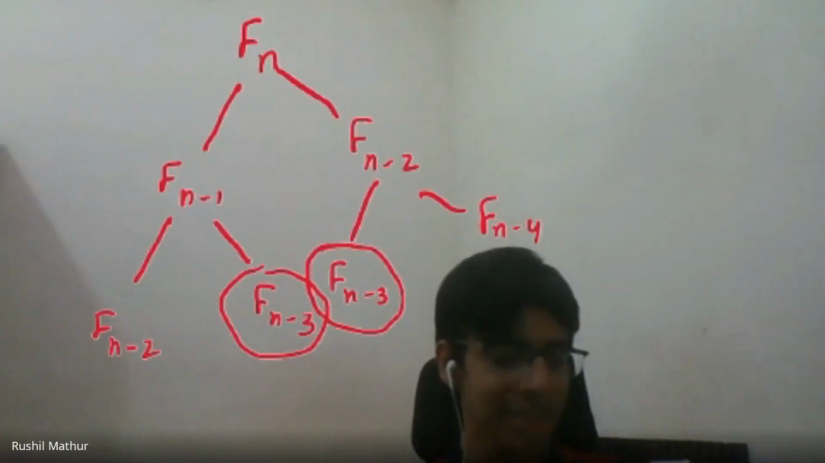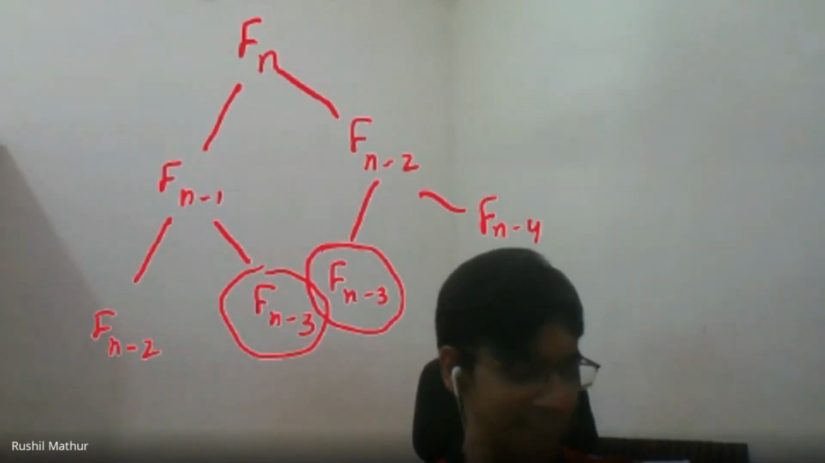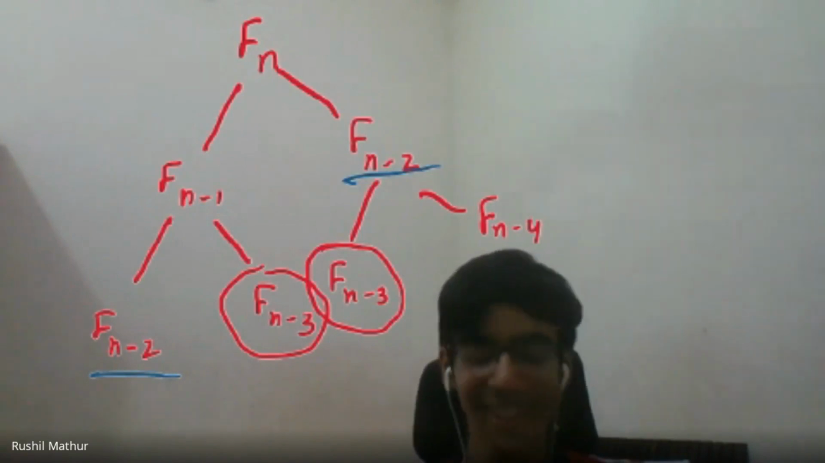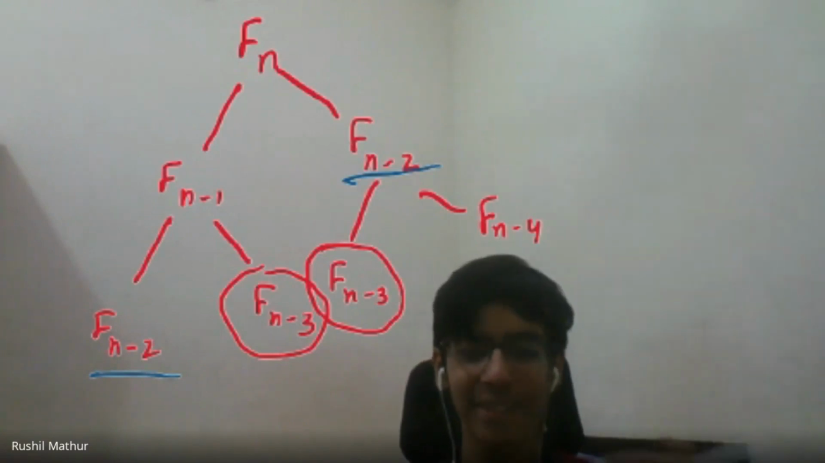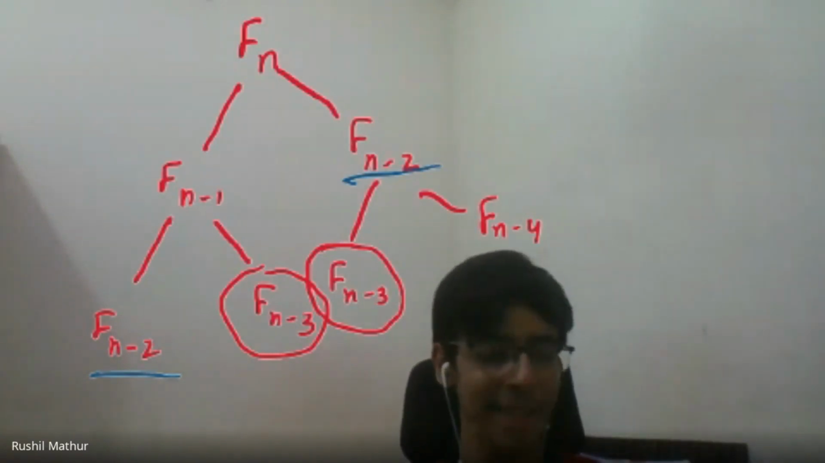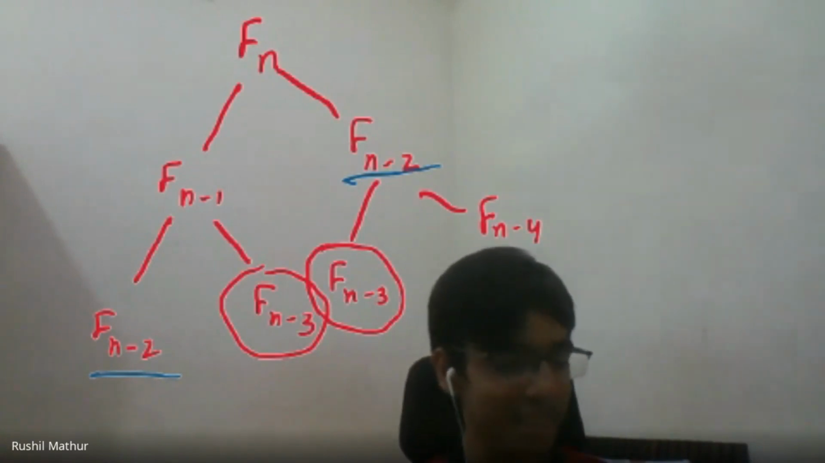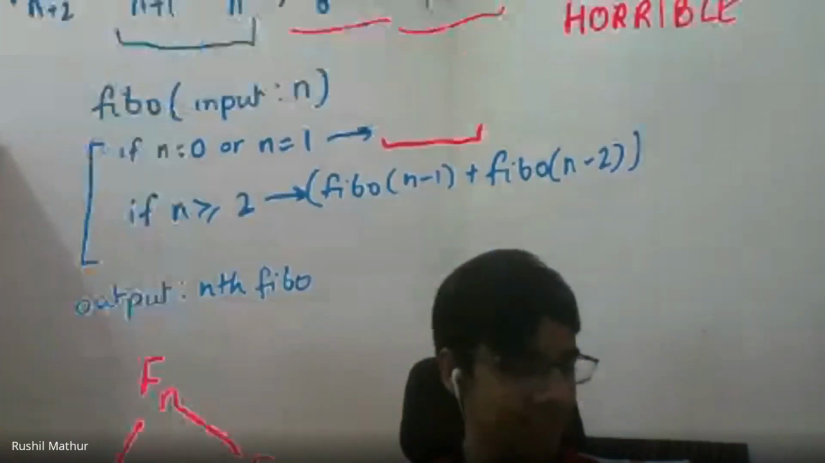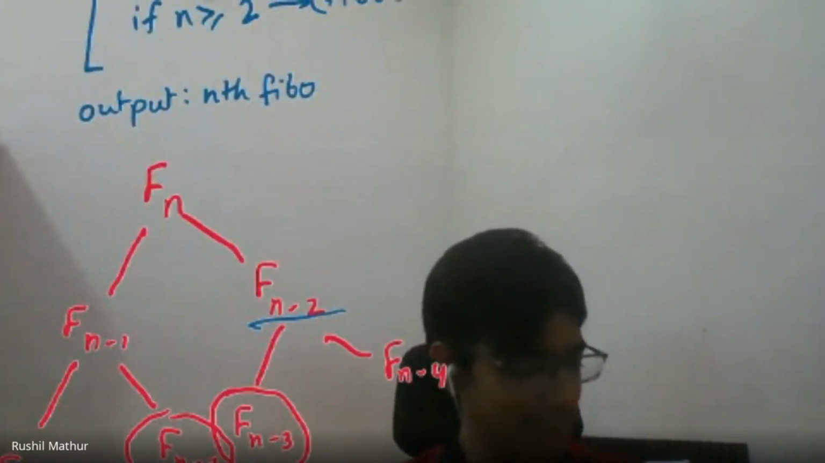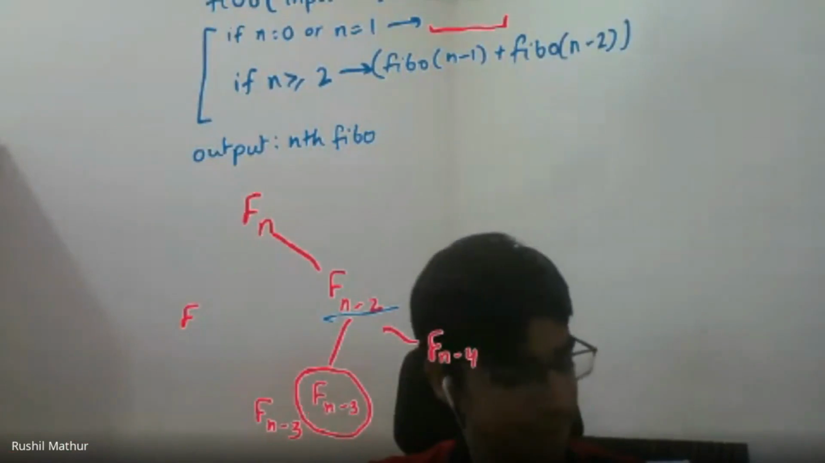So the basic point is that you're repeating all of these values. All of these values are coming multiple times. If you've already calculated a certain value, why are you wasting your time calculating it all over again? Instead, what you should do is, over here, okay, this is coming over my face. Let me do one thing. I'll erase this.